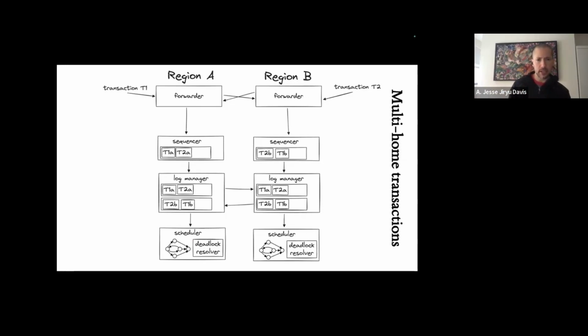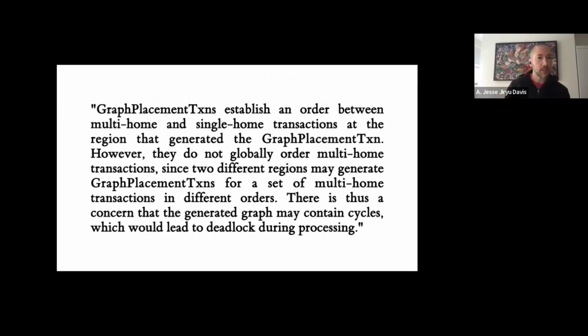My understanding is that this is the part where Detock really diverges substantially from SLOG. And I have a lot of questions about this too. So the paper says graph placement transactions establish an order between multi-home and single-home transactions at the region that generated the graph placement transaction. However, they do not globally order multi-home transactions, since different regions may generate graph placement transactions for a set of multi-home transactions in different orders.